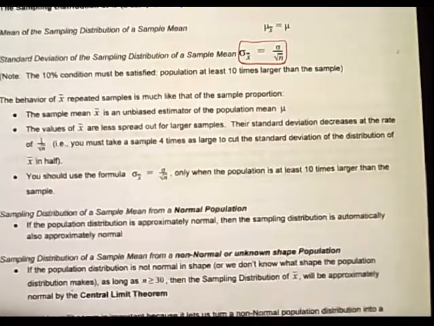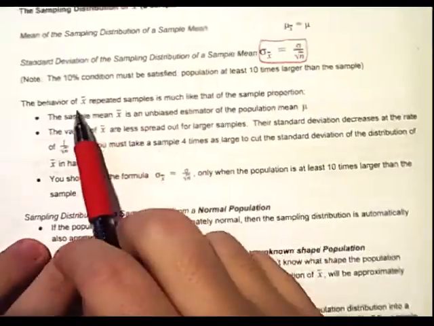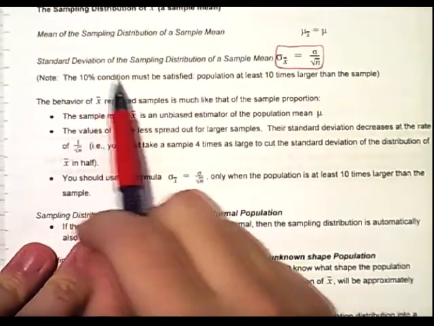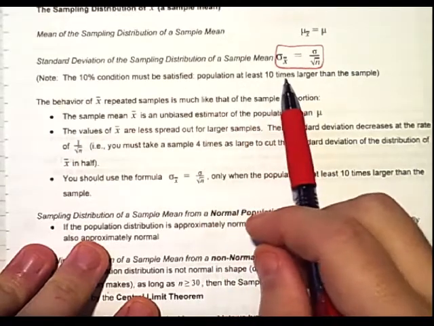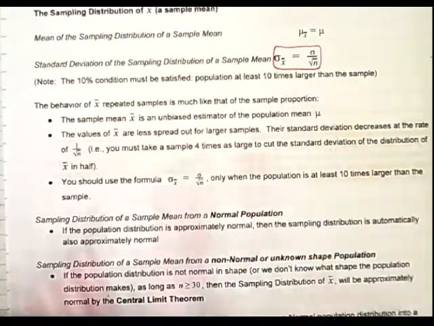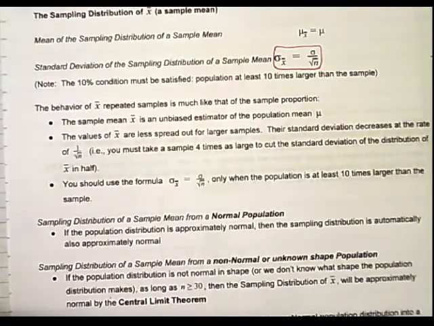On your note card, it tells you a little bit about that. It says the 10% condition must be satisfied. The population is at least 10 times larger than the sample. That's what we refer to as the independence condition.